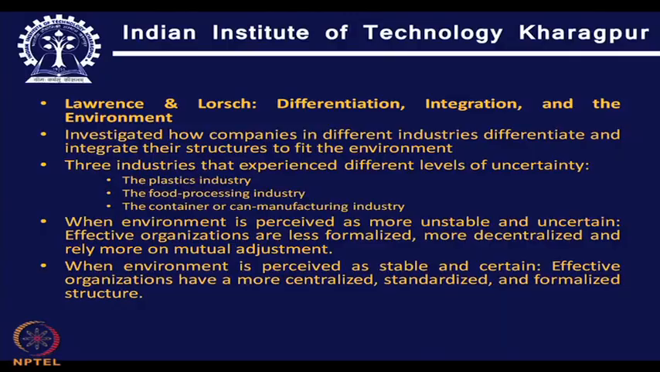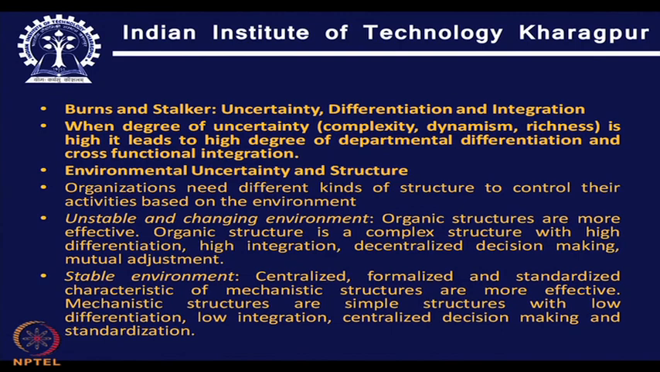Next we move on to a study by Burns and Stalker, which talks of the relationship of uncertainty, differentiation and integration. Accordingly, when the degree of uncertainty, in terms of the complexity of the environment, the dynamism in the environment and the richness of the environment, is high, there is a need for a high degree of departmental differentiation and cross-functional integration.